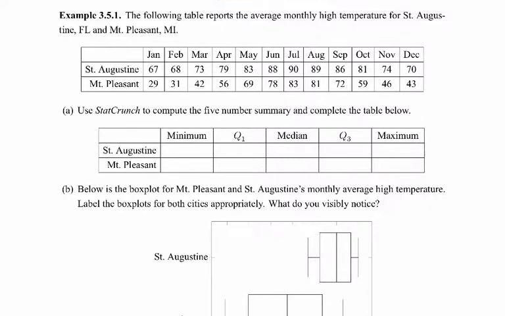The following table reports the average monthly high temperature for St. Augustine, Florida, compared to Mount Pleasant, Michigan. And so we've got the data for a year, it looks like January through December, of St. Augustine versus Mount Pleasant. So it says use StatCrunch to compute the 5-number summary and complete the table below.